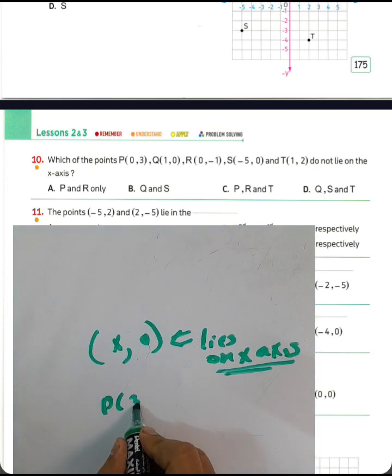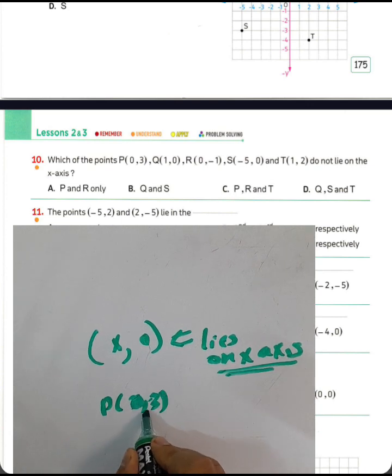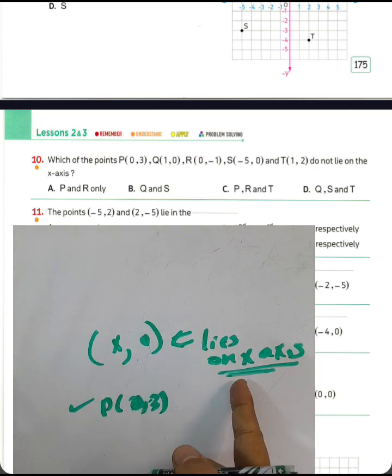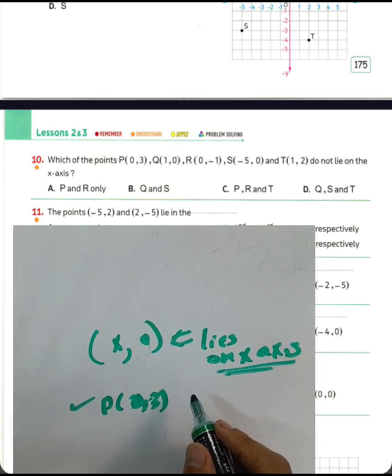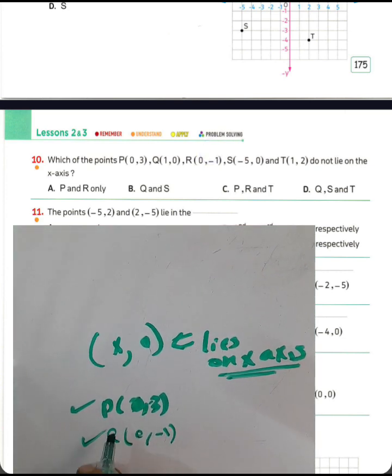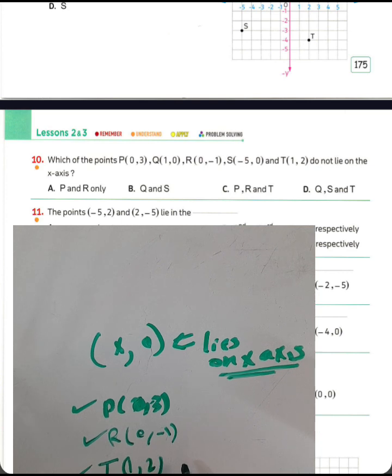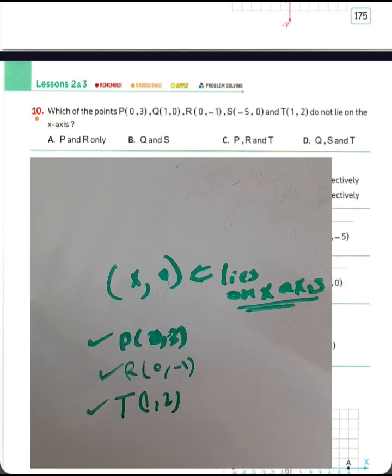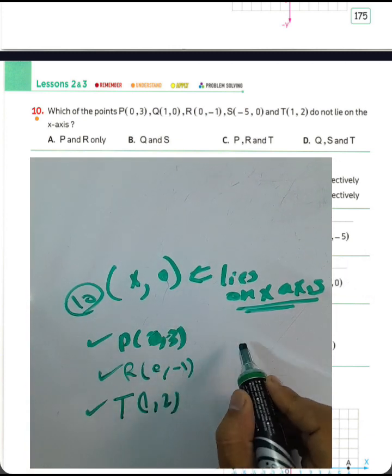Such that point B, (0, 3), lies on the y-axis. Choose B. And Q lies on the x-axis, Q here (1, 0) lies on the x-axis. R (0, -1) lies on the y-axis. Here (1, 2) doesn't lie on the y-axis, which is point E. Then B, R and T. Choose B, R and T. Choose letter C about question number 10. Choose letter C, it is true.